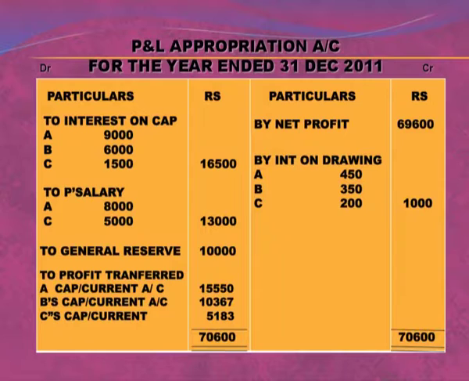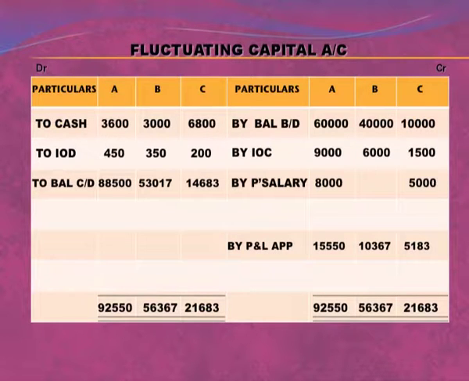From the credit side, that is 70,600, we will deduct all these three points, that is interest on capital, salary and general reserve, and we will get the profit which will be transferred to the partners' capital account and current account. You can see we have already discussed the format.